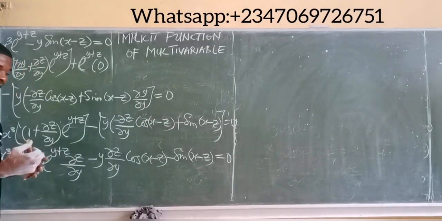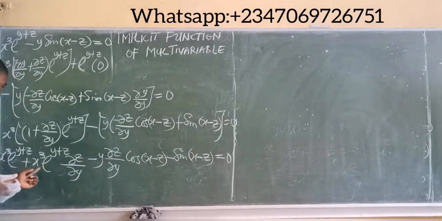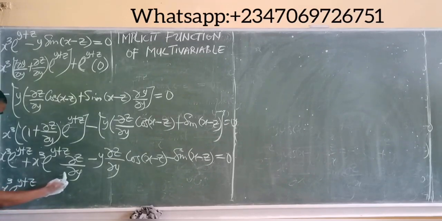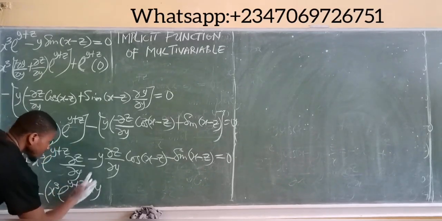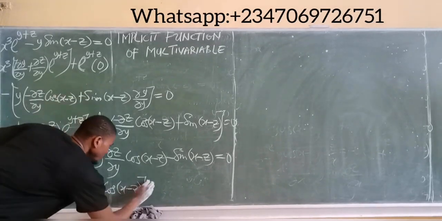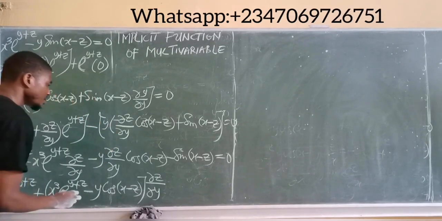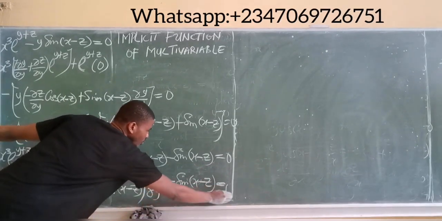Now I need to find partial derivative of z with respect to y. So I see partial z partial y here, I also see partial z partial y here, so I can factor it out between these two terms. If I do that, I will simply have x cubed exponential y plus z, plus, open a bracket, x cubed exponential y plus z minus y cos x minus z, the whole of this multiplies by partial z all over partial y. Then I'm left with simply minus sine x minus z, and this is equal to zero.